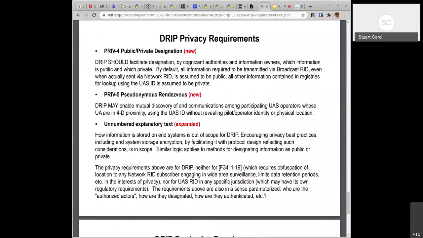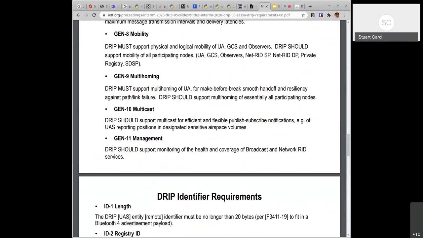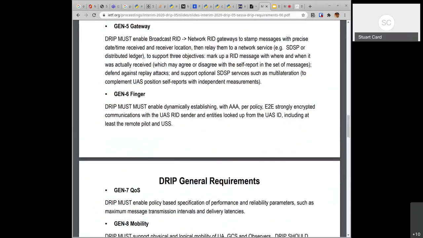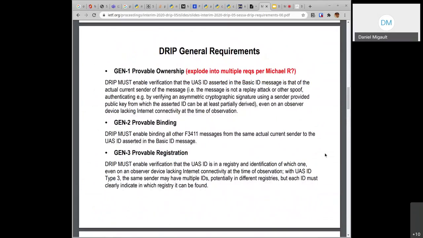So all of my remaining slides are back up, if you would. We're screaming ahead in the slides. I don't know why you jumped so fast. There we go. So all of the remaining slides are the actual text of the numbered requirements from the draft. So these first three requirements here are as they have been for a couple months now. No change here. The only question is whether we want to expand Gen 1 into multiple requirements. So any discussion on that?